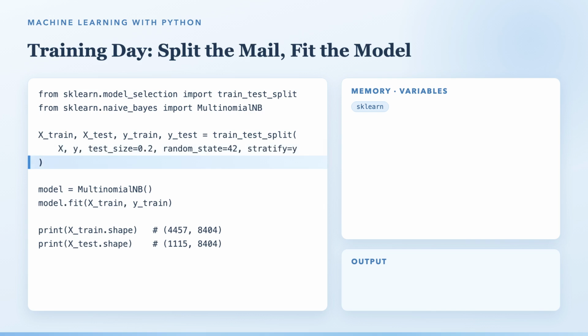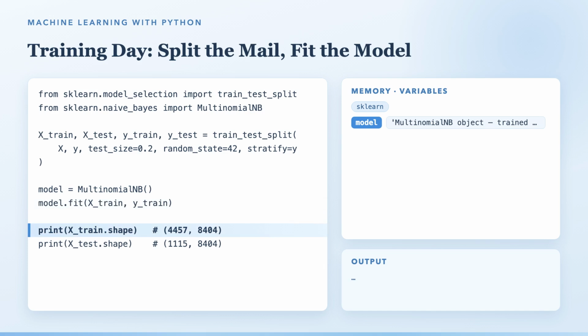Read along with me, line by line. We import train_test_split from sklearn.model_selection, and MultinomialNB from sklearn.naive_bayes. Then the split, X_train, X_test, y_train, y_test equals train_test_split of X and y, test_size is 0.2, so 20% waits behind the gate. Random_state 42 keeps the shuffle repeatable, and stratify equals y keeps the ham to spam mix the same in both groups. Next, model equals MultinomialNB, with empty parentheses.